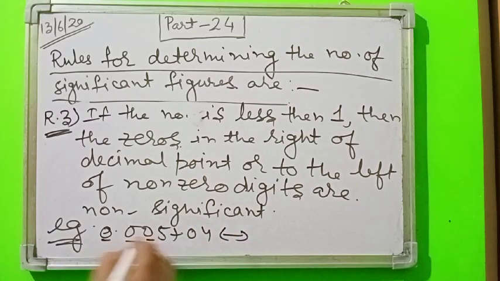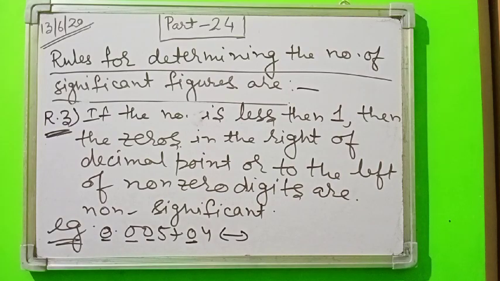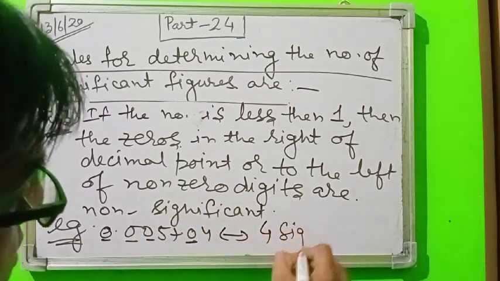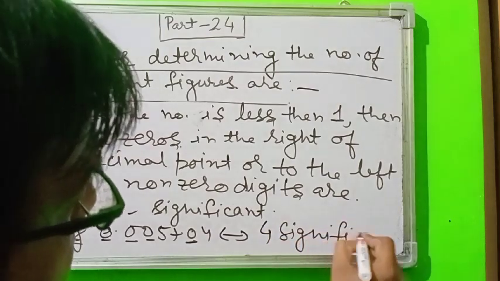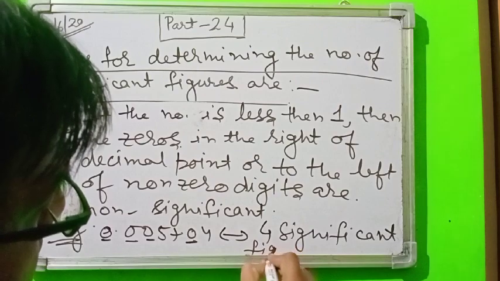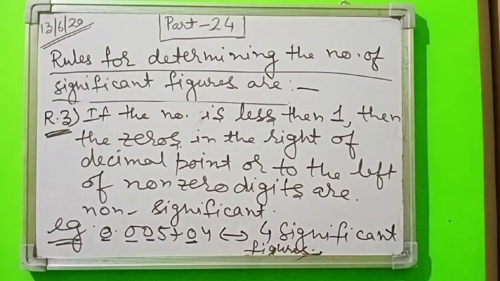0.005704. These three zeros are insignificant and this zero is significant. So these zeros are insignificant and this is significant. So four significant figures.